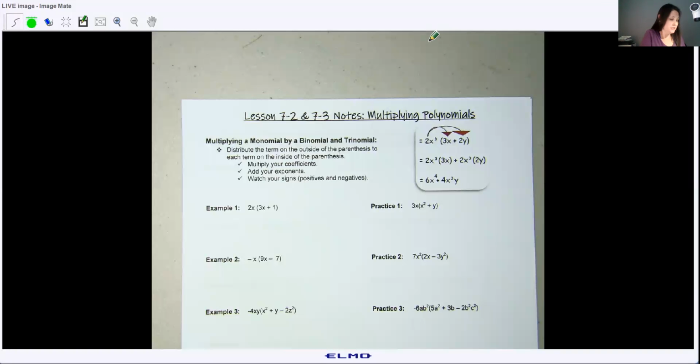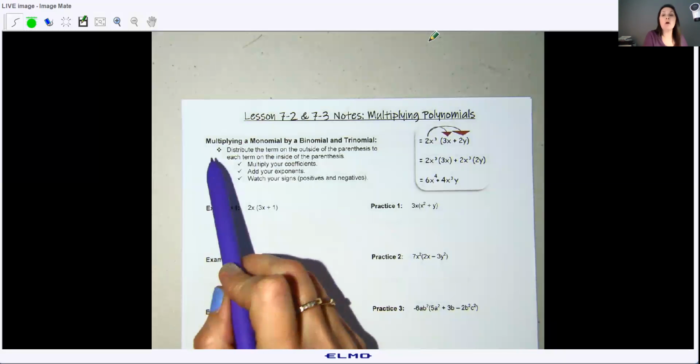Hello everyone, welcome to lessons 7-2 and 7-3 where we will be multiplying polynomials. I know because I'm combining two lessons that might sound like this is going to be a long one, but it's not because part of 7-2 was included in 7-1 notes. So I actually think that you all will find this pretty simple because all we're doing is using the distributive property. And this is something y'all know how to do already. So let's go ahead and get started.